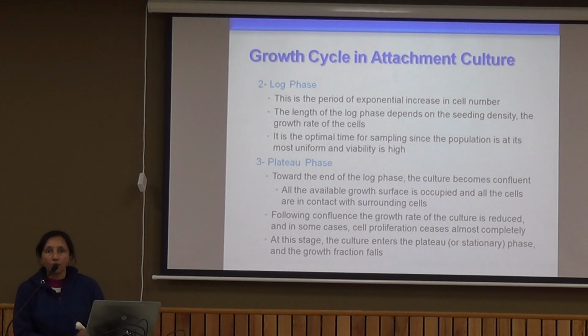These are the reasons: since nutrients are getting over and wastes are getting accumulated, the cells slow down, their division slows down. Following confluence, the growth rate of the culture is reduced and in some cases, cell proliferation ceases almost completely. Now, it is a stationary or a plateau phase.